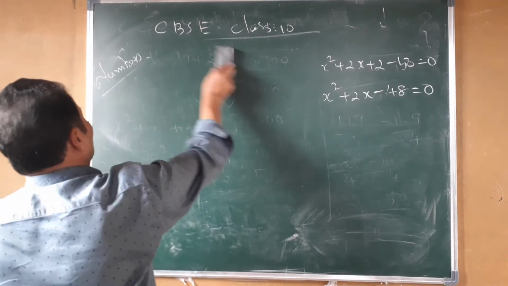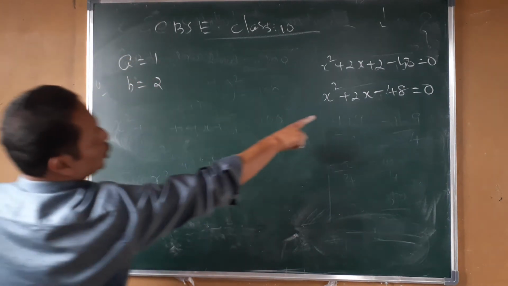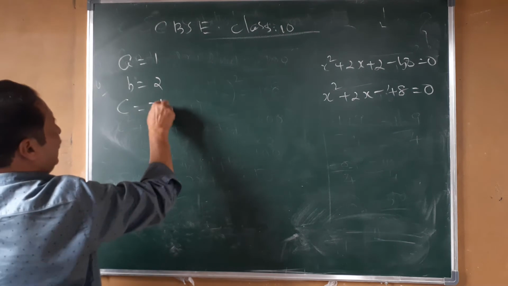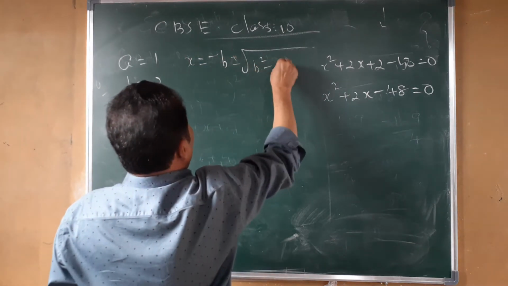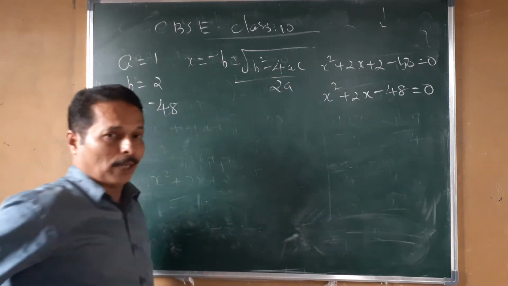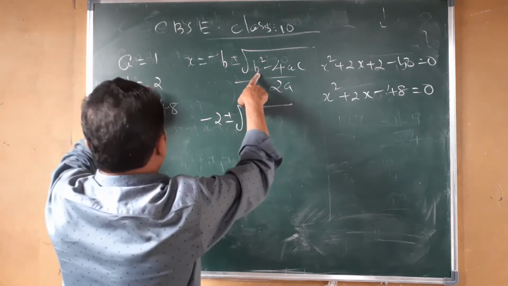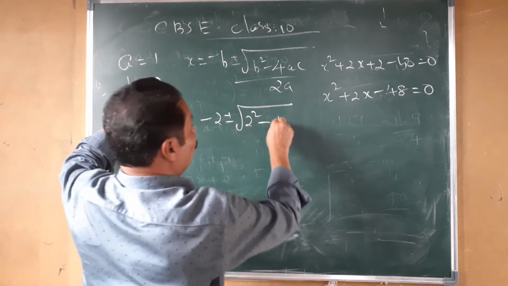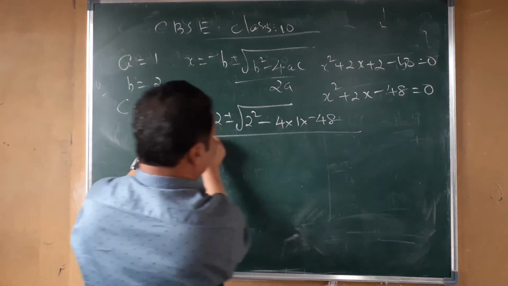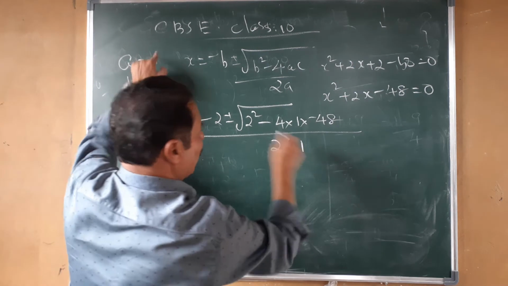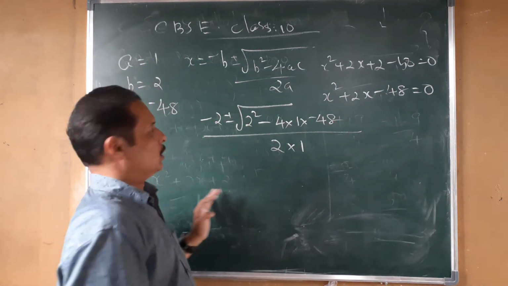Now use the quadratic formula. You remember the quadratic formula? a is equal to 1, b is equal to 2 and c is equal to minus 48. x is equal to minus b plus or minus root of b square minus 4ac, by 2a. Are you ready? Minus b, minus 2, b square, 2 square, minus 4 into a equal to 1, c equal to minus 48, by 2 into a equal to 1. Is it clear, the substitution? This is the formula, this is the substitution.